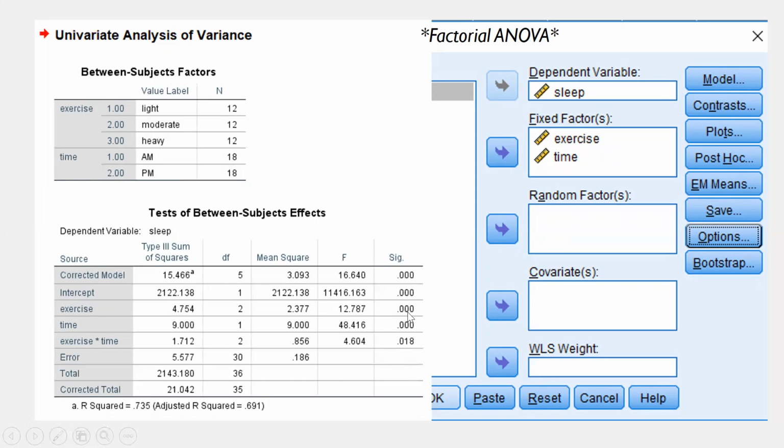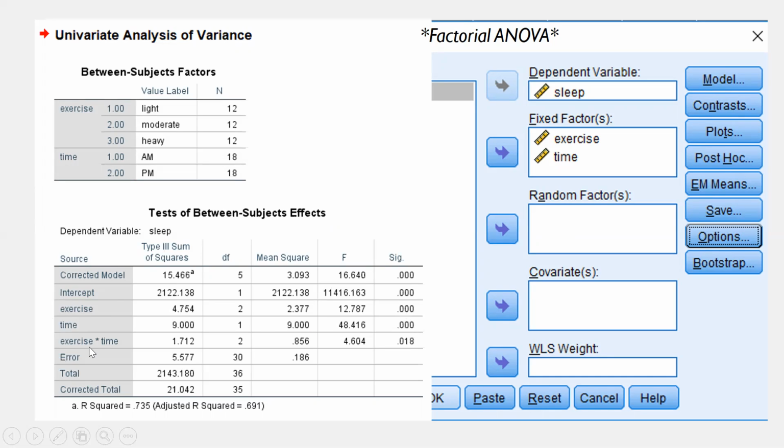So then how do you actually read this monstrosity? You find your IVs separately. There's a row dedicated to the exercise IV and to the time IV. The F statistic and significance value in each of those rows is associated with what we call the main effect. So the main effect of exercise. There is a main effect of exercise intensity on sleep, as well as a main effect of time of exercise.